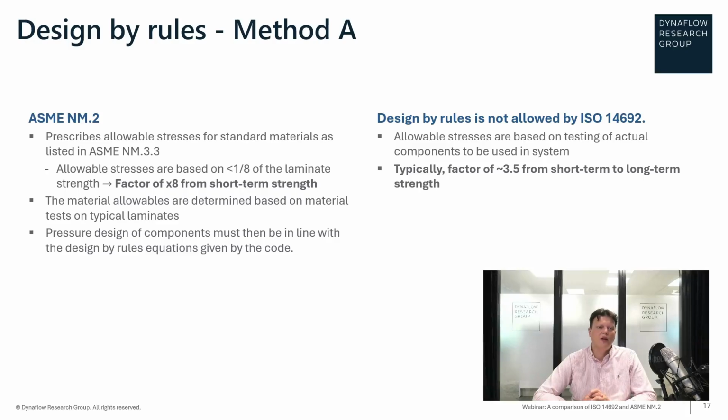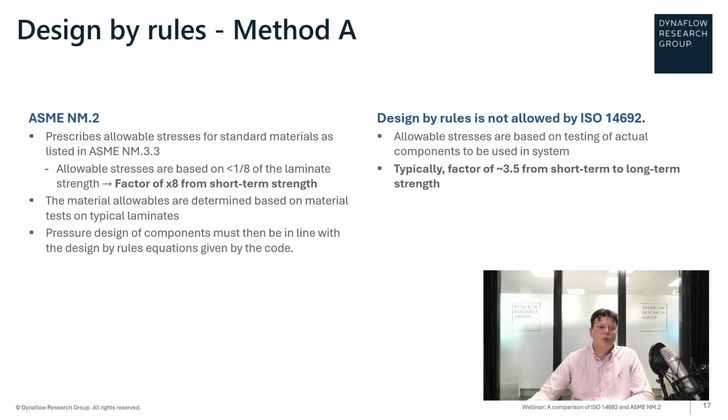And the material allowables have been determined for typical laminates. So you'll find, for example, the ASME NM.2 gives allowables for a filament wound vinyl ester pipe, and that's been obtained for a typical pipe from short-term burst testing, specimen tensile tests, flexural tests, and so on. So effectively, this means that you have a factor of 8 from the short-term strength.